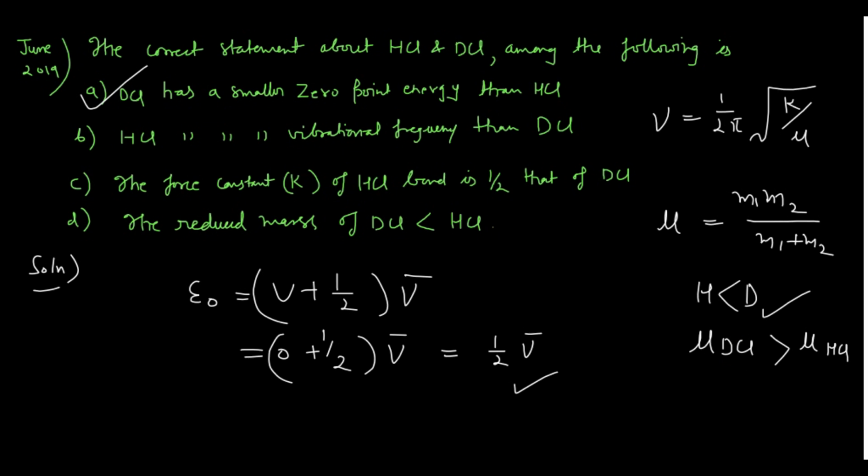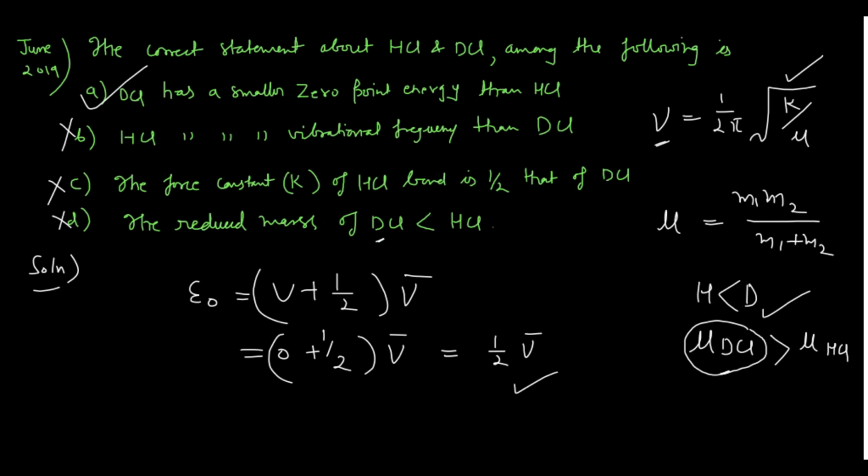The second one is not the correct option. Force constant of HCl is just half of that? No, this is also not correct, because force constant is directly proportional to the vibrational frequency, and the vibrational frequency is lower for DCl. That means for DCl the force constant is also lower, and here it is saying that it is half. No, it is actually not half. The reduced mass of DCl is lower? No, no, no. Deuterium is heavy, right?